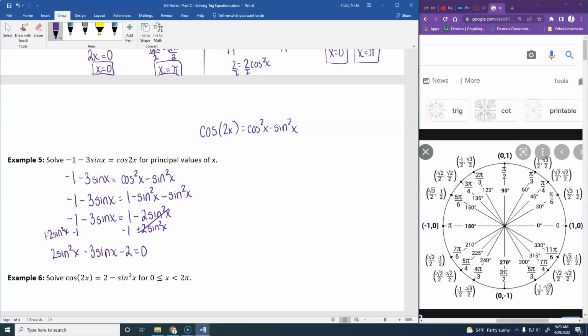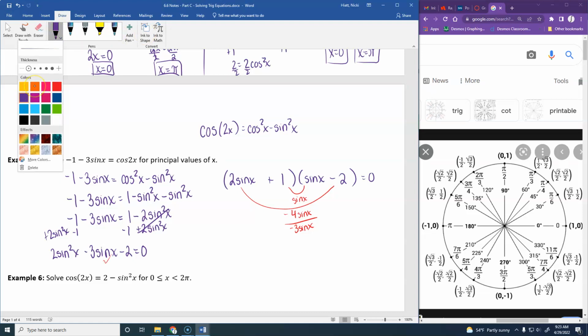Okay, at this point you can factor. So you'll have 2 sine x and sine x. And we need to multiply to get -2, which means we need a 1 and -2. So we'll have a +1 here, a -2 here. If we check to make sure that works, that gives us sine x here and -4 sine x, which does give us the -3 sine x that we need in the middle there. So we factored it correctly. That part you can do in your head. Don't have to write down necessarily.